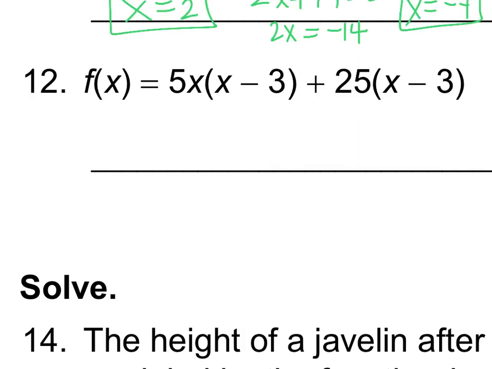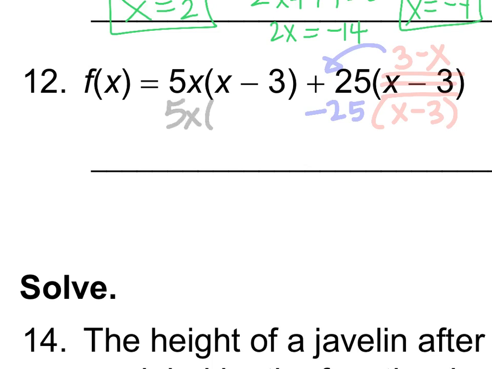On number 12, I want to talk about what would happen if this was turned over. So let's say we had 3 minus x instead of x minus 3. Now they look very similar, but what we would have to do is turn this one into a negative. And then what we could do is flip this back around so that it matches our other one. And the part in the front would stay the same, 5x, x minus 3. And now if you notice, these two will match, right? So we'll copy those once.